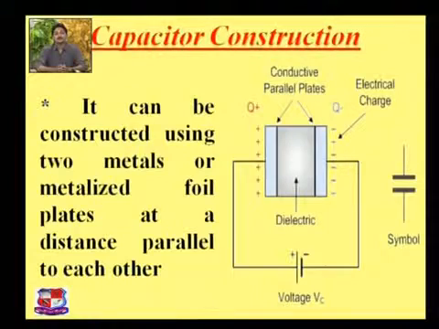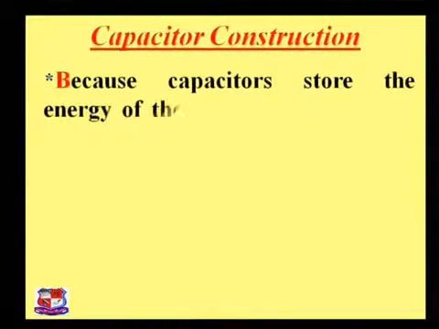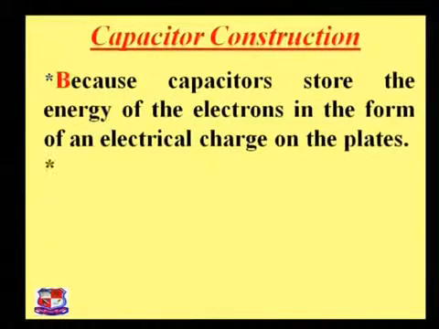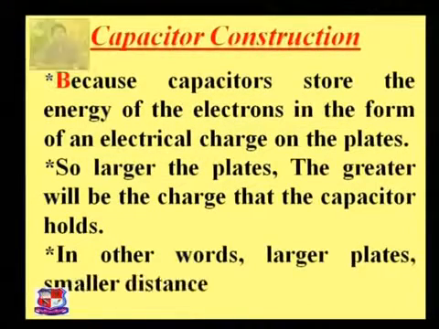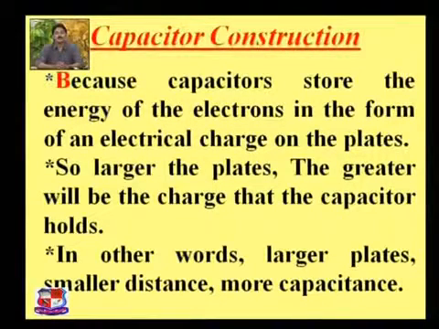Here you can also see two metal or metallized foils placed at a distance, parallel to each other. So we can make a capacitor by separating two conducting plates at some distance. The capacitor has the ability to store the energy of electrons in the form of electrical charge on the plates. This is the biggest function of the capacitor, to store electrical energy in the form of electrical charge, Q. If we want higher energy, we have to make the conducting plates larger. The greater the charge the capacitor holds, the larger its conducting plates are.